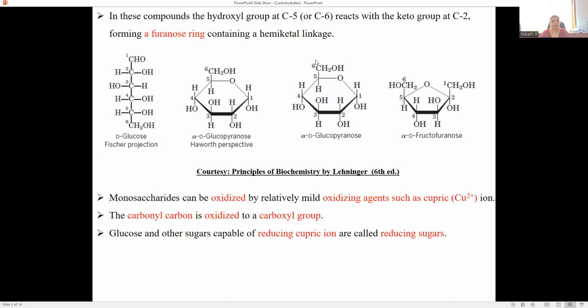And all these monosaccharides that we saw can be oxidized by an oxidizing agent, like cupric ions. If you take glucose or any other monosaccharide, it can reduce copper to cuprous ion. This you call a reducing sugar. So if glucose or any of the monosaccharides is capable of reducing copper, then you call those sugars reducing sugars.